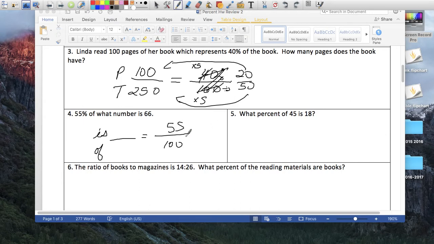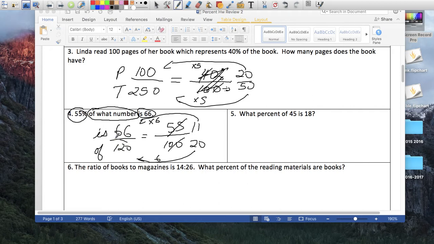Is, of, so 55% goes on top. And of what number is what's going to be empty. Is 66 goes here. So up and down, nothing. So we gotta reduce this. Let's divide this by 5: I get 11, and if I divide this by 5, I get 20. Oh, it's going to work. 11 to 66 is times 6. So 20 times 6 is going to be 120. Of what number? 120.